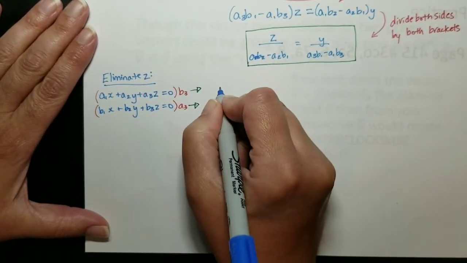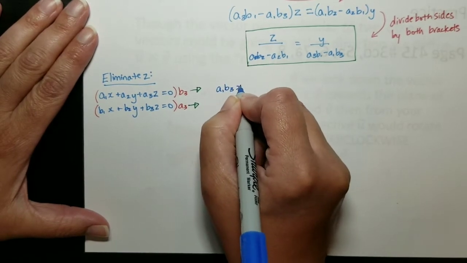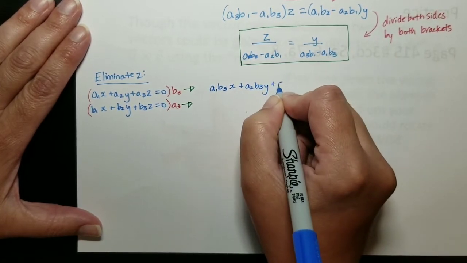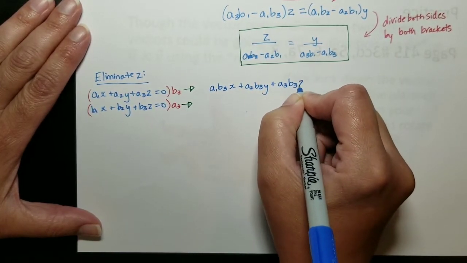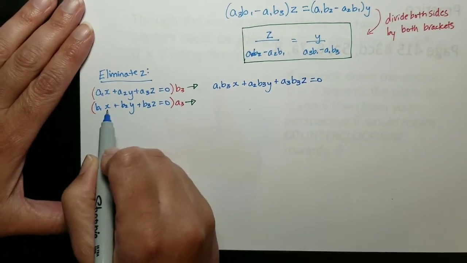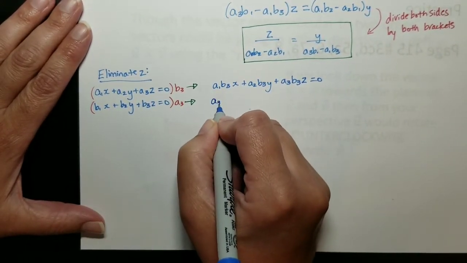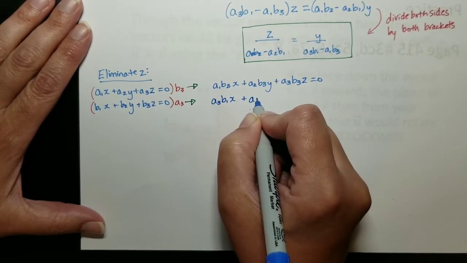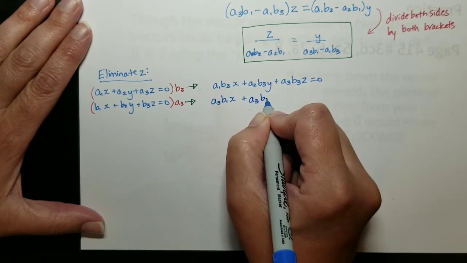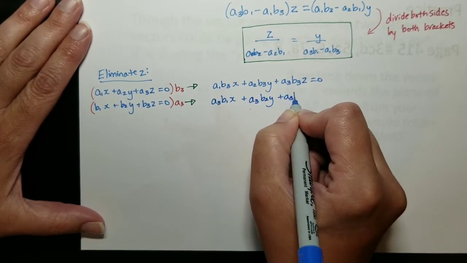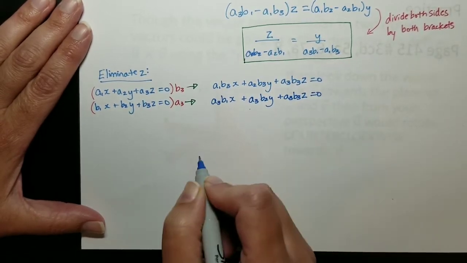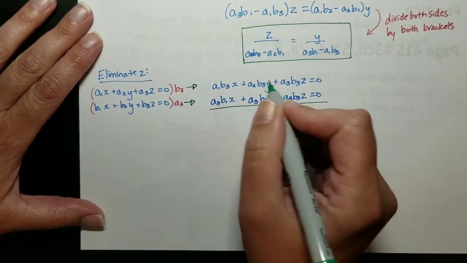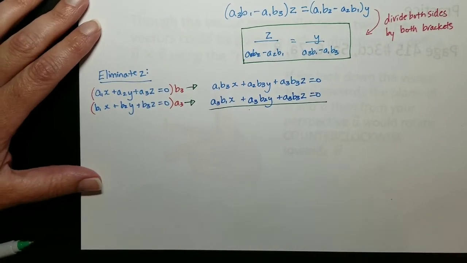So my x's here, I've got a1b3x plus a2b3y plus a3b3z equals 0. And then multiplying through by a3 here, I get a3b1x plus a3b2y plus a3b3z equals 0. And this is such a nightmare of all of these little letters. It is pretty easy to make a mistake on these.